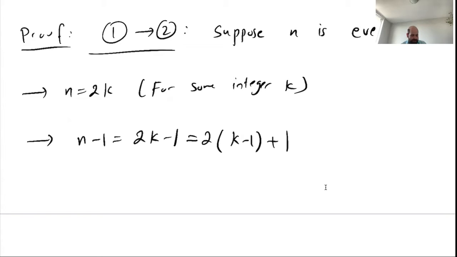Okay, so that means n minus 1 is odd, right? Because k is an integer, so k minus 1 is also an integer. So 2 times an integer plus 1. That means n minus 1 is odd.